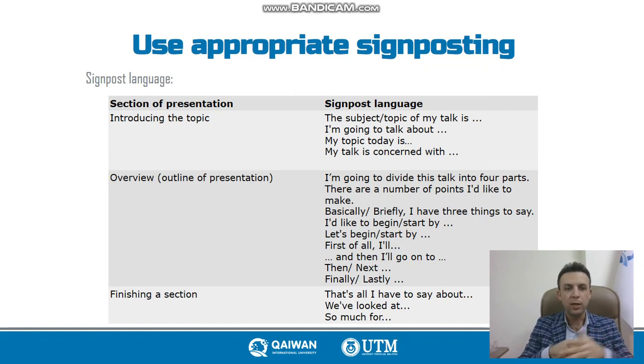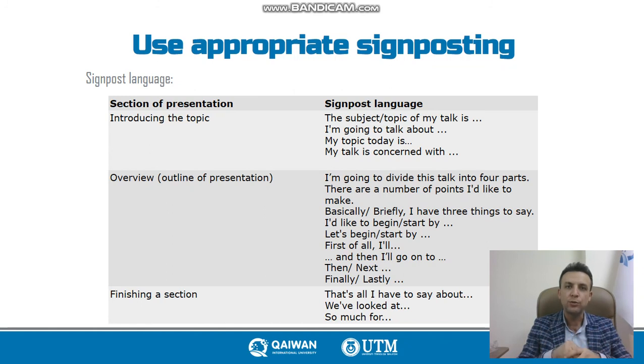When you're talking about an overview, for example, a general idea like a thesis statement, this can be the language you can use. I'm going to divide this talk into 4 parts. Look, when you say I'm going to divide this talk into 4 parts, that means you are giving a clear organization to your listeners so they can understand it better. There are many other examples. Study them for yourself and try to use them when you present a lecture.